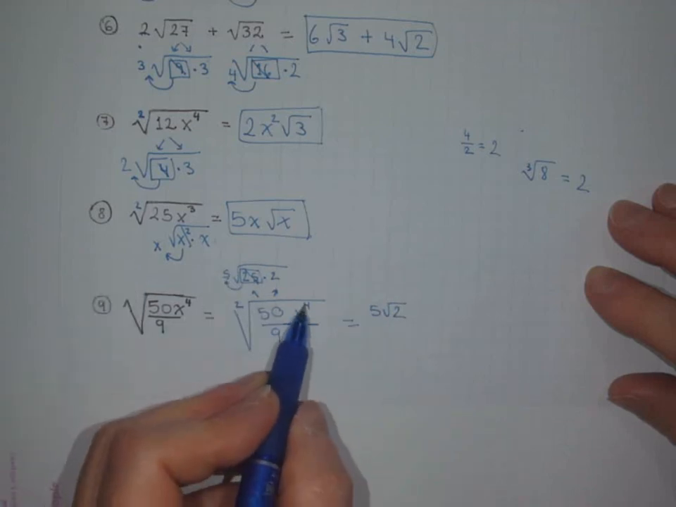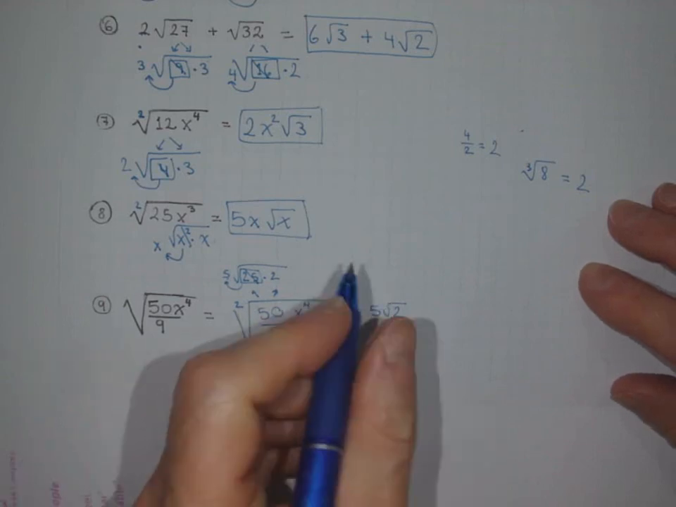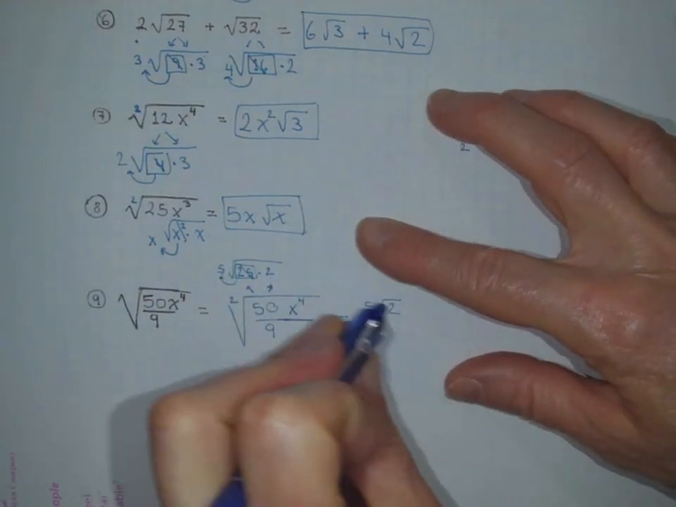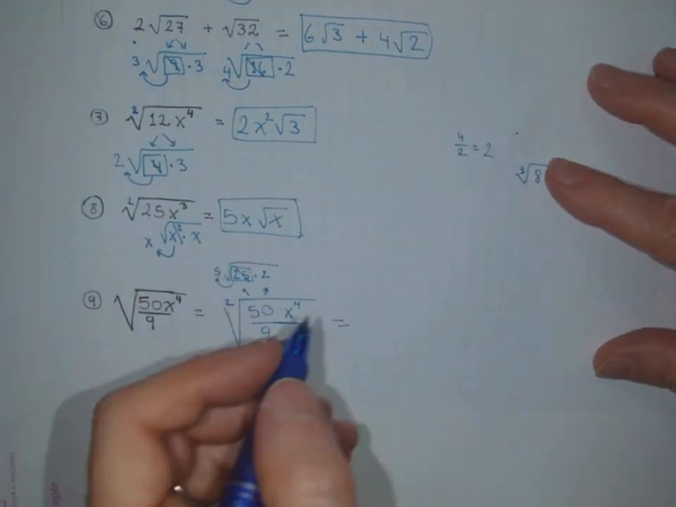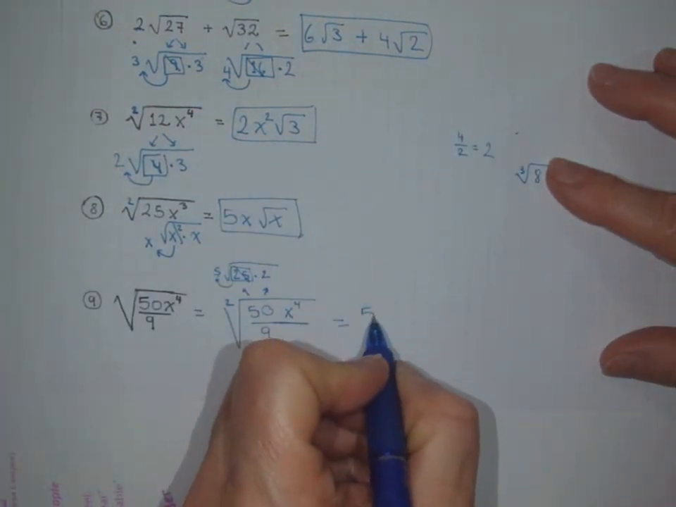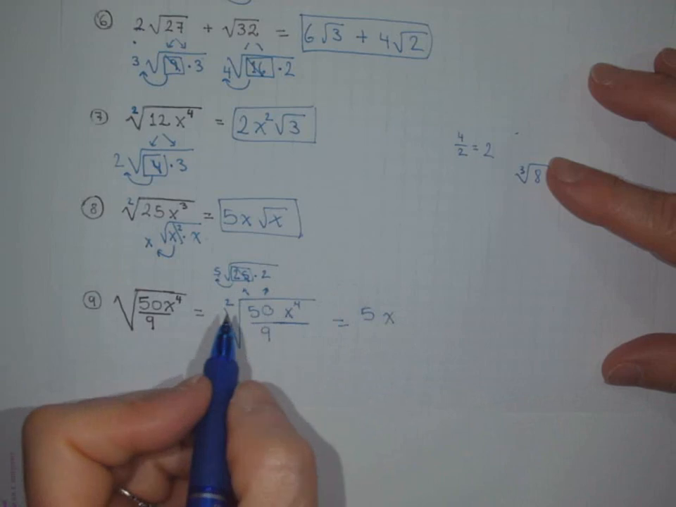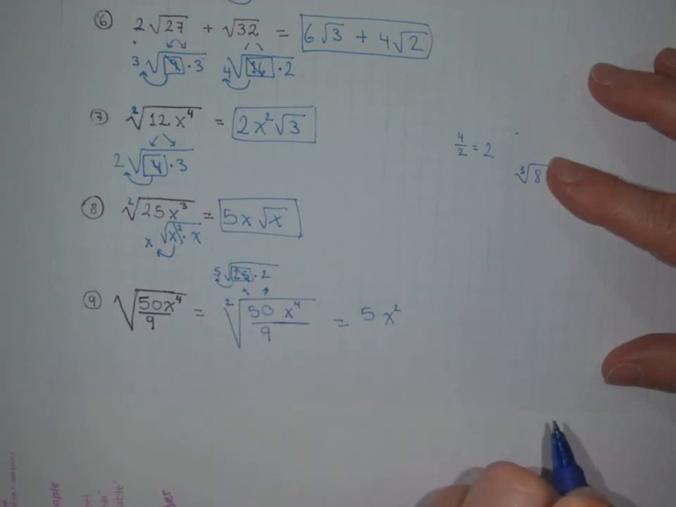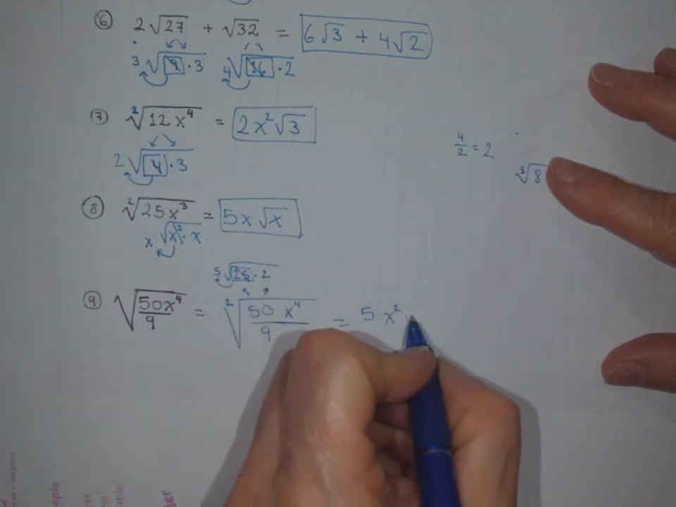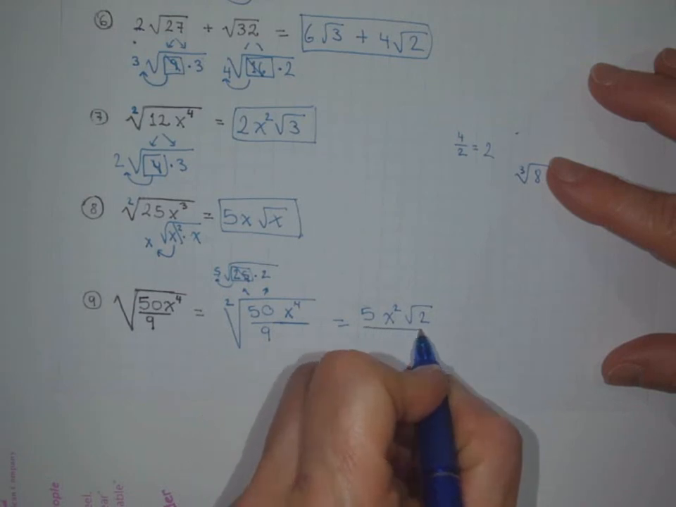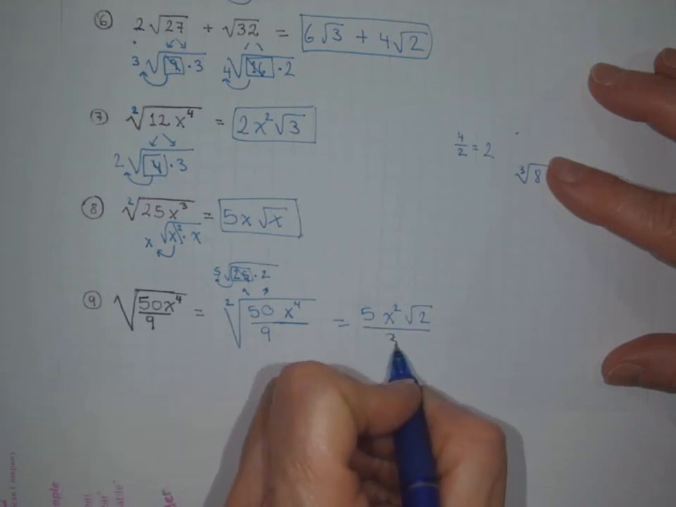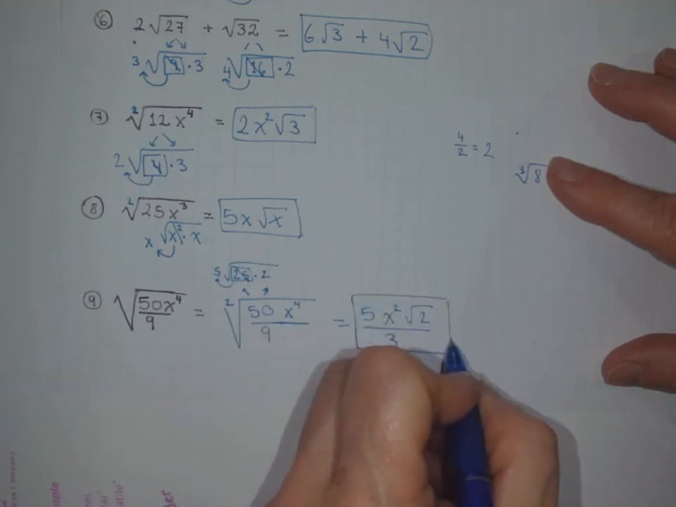The x to the 4th will become, 4 divided by 2 is 2, so that will be an x squared. Let's write that the proper way. So we have the 5, the x squared, the square root of 2 that stays inside, and then the square root of 9 will be 3. Okay.